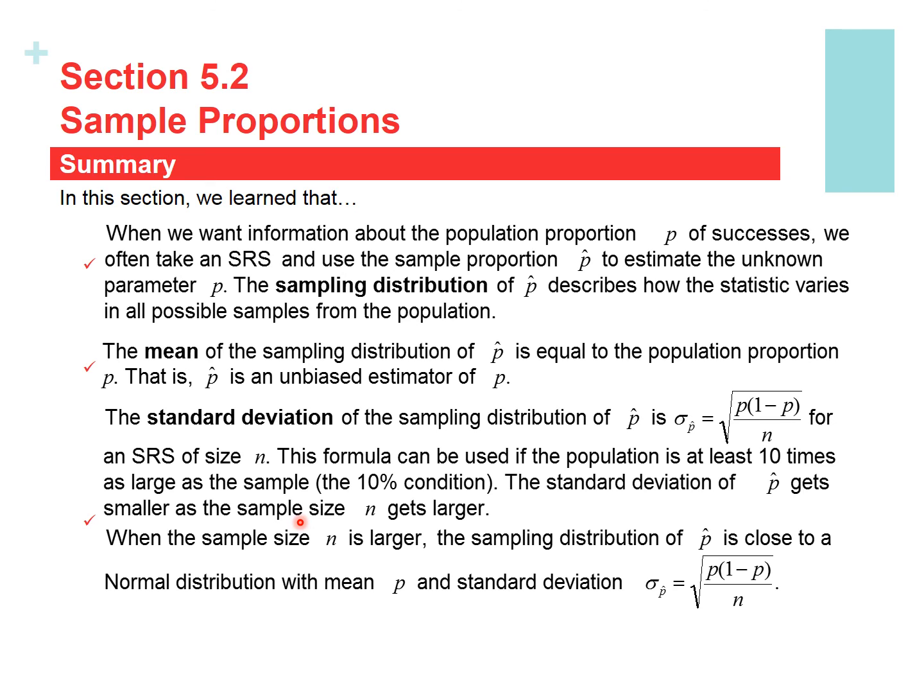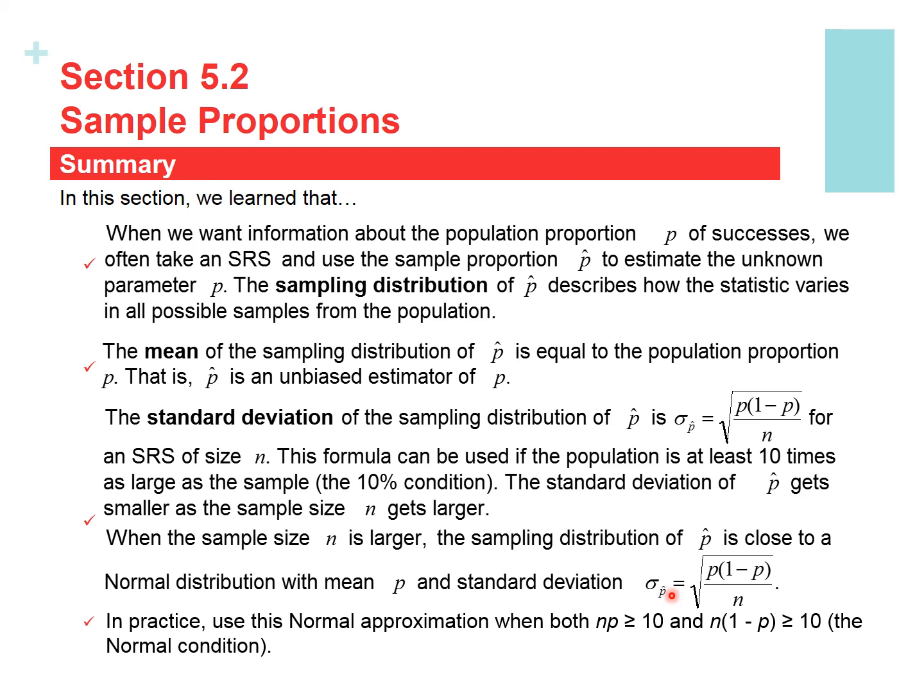When the sample size is larger, the sampling distribution of p hat is close to a normal distribution with a mean p and standard deviation of the following. In practice, the normal approximation can only be used when np is greater than 10 and nq is greater than 10.